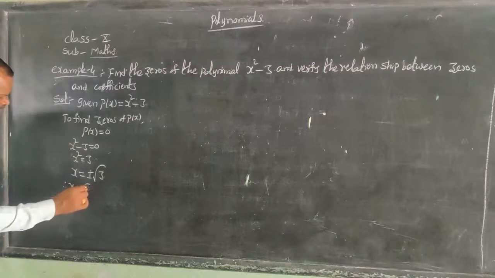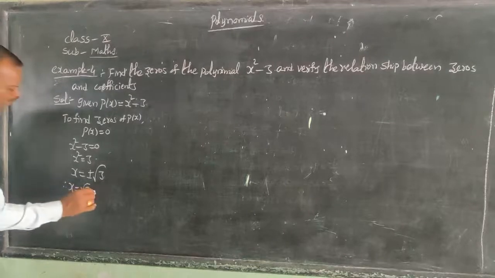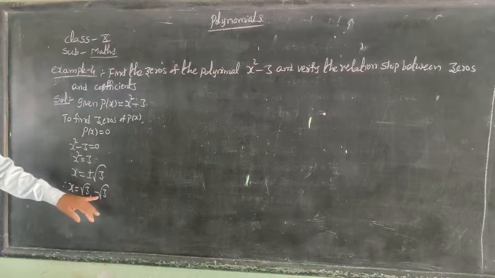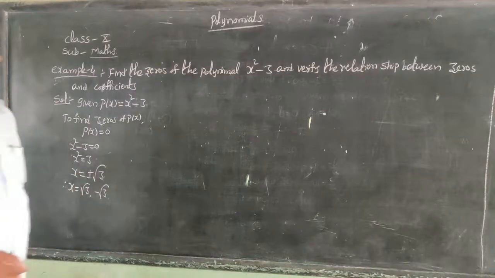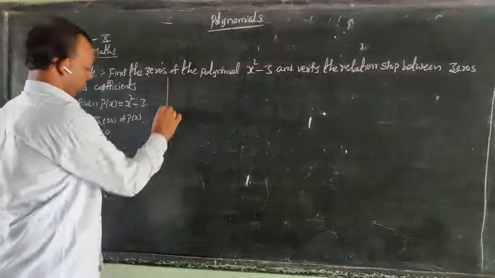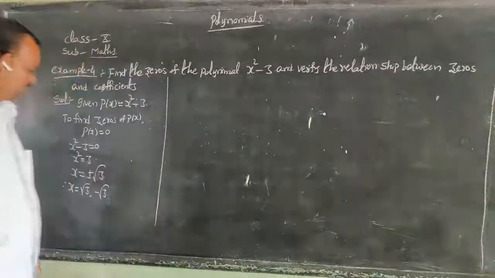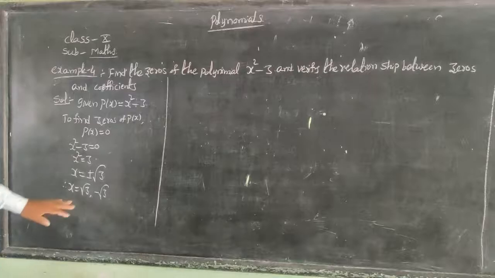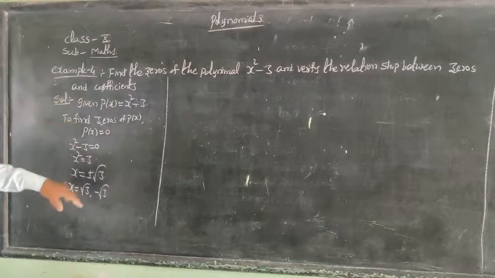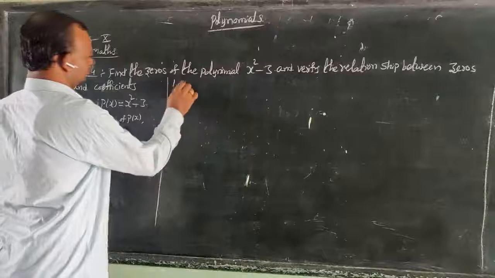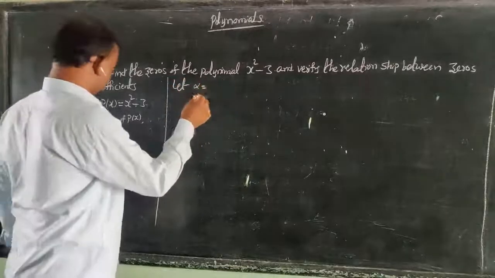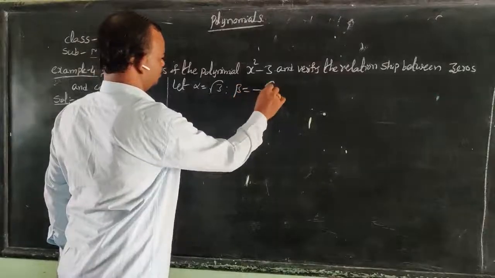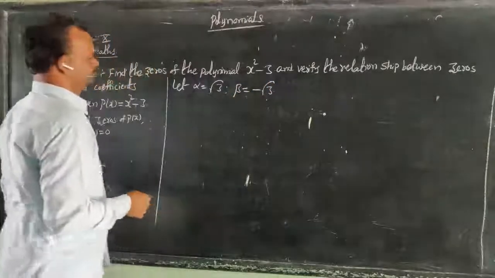Therefore, x is equal to root 3 or minus root 3. These values are taken as alpha and beta. These are the zeros of the polynomial, and they are taken as alpha and beta. Let alpha is equal to root 3 and beta is equal to minus root 3.